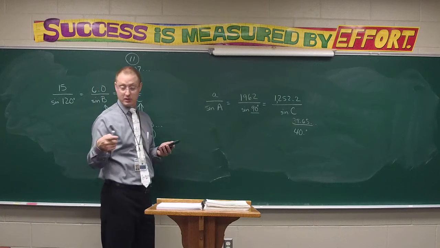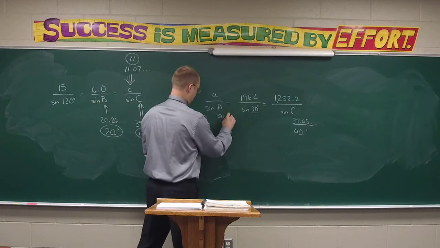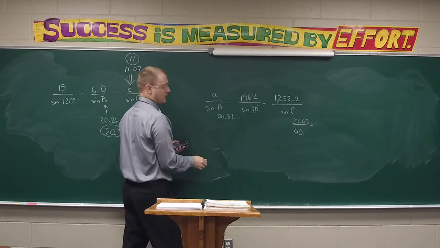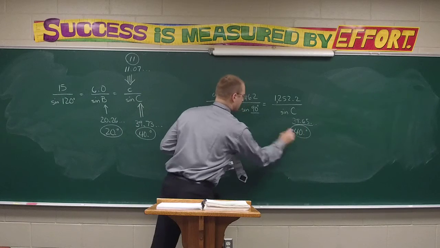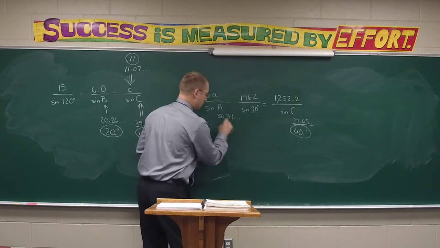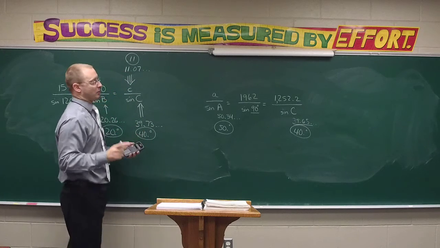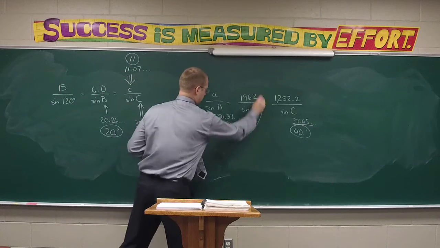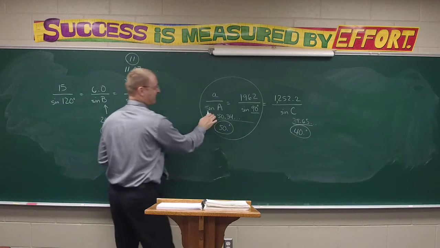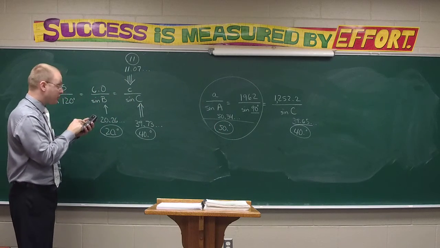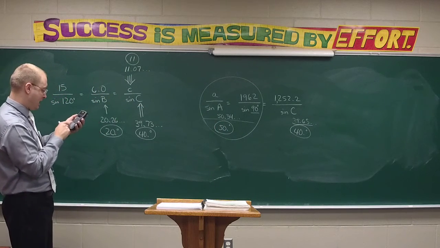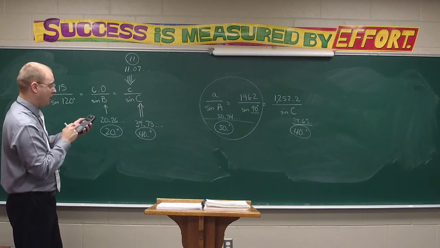I assume you all got the 39.64. 50.34. We'll round that off and say 50. Still good. Okay, double checking. And then we'll use that, well, we'll use this technically, and we'll solve for side A.